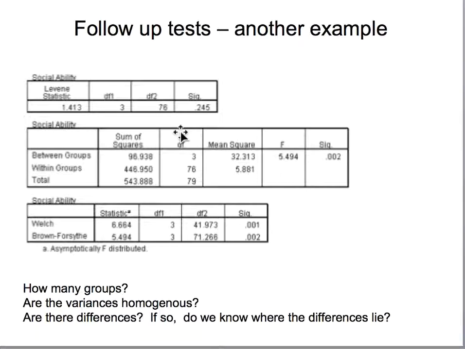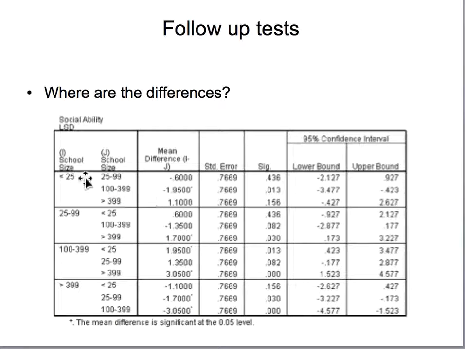How many groups? Are there differences? Are the variances the same? If there are differences or if the variances are the same, which results am I looking at? The regular ANOVA or the Welch and the Brown-Forsythe? When I look up figuring out who is different, then I look at these tests and just look at all my different little p-values. And I'm looking for anything that is lower than 0.05.